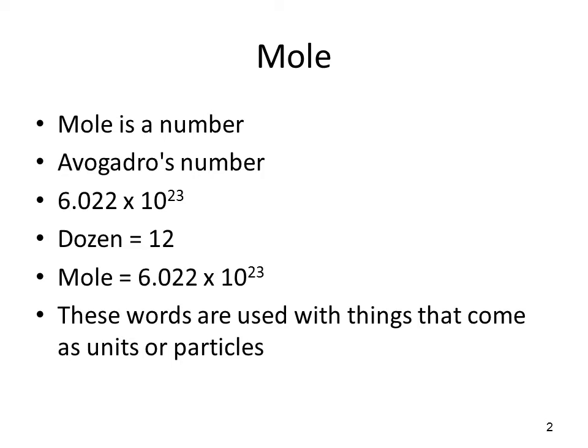Just as we wouldn't say a dozen grams, it makes us feel uncomfortable because we're used to using dozen with things that we count as items, like a dozen people or a dozen dogs. We don't use dozen with something that comes with a decimal. Likewise, we don't use mole that same way. You never have 6.022 times 10 to the 23 grams. We don't measure grams with that word and number. We only use it for counting things like atoms or ions or something that comes as a particle.